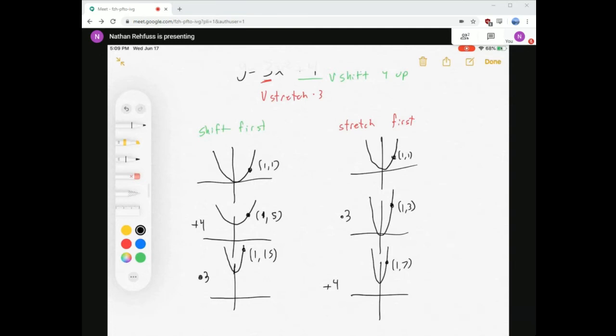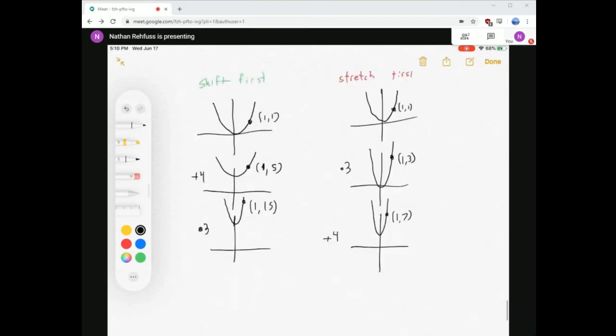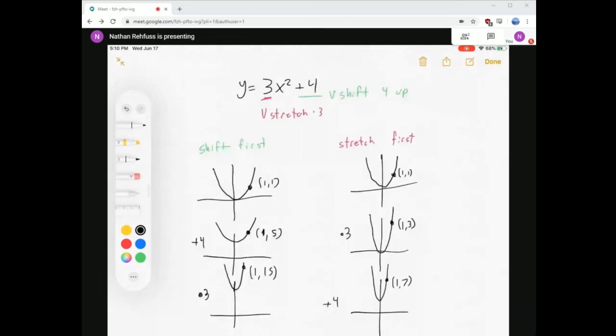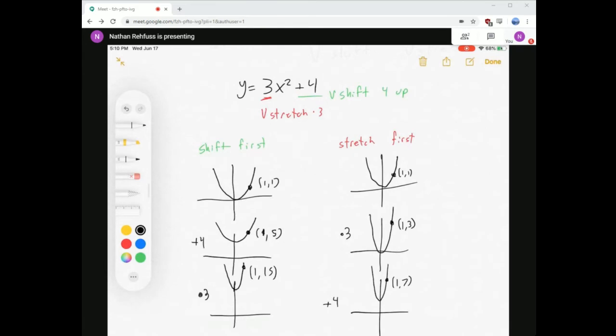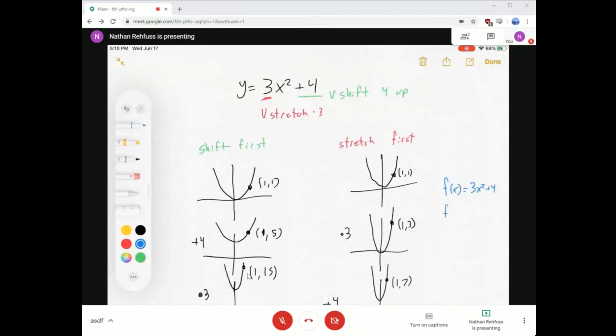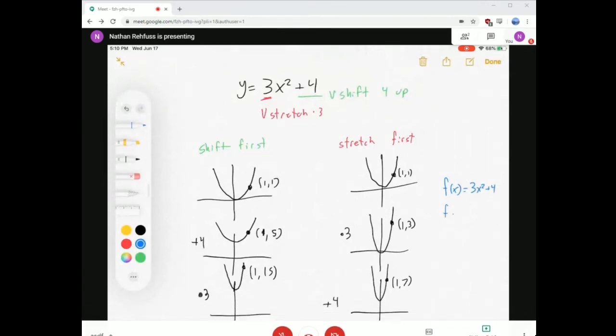So the question is, which one is correct? How can I decide which one of these graphs actually represents the function? Well, the x coordinates are both 1. So if I plug 1 in and see what the output is, then I'll know. So I know that f of x equals 3x squared plus 4. So f of 1 is either going to be 15 or it's going to be 7.